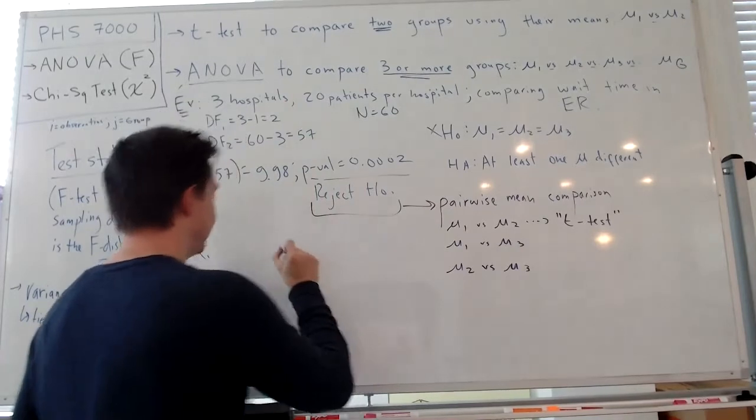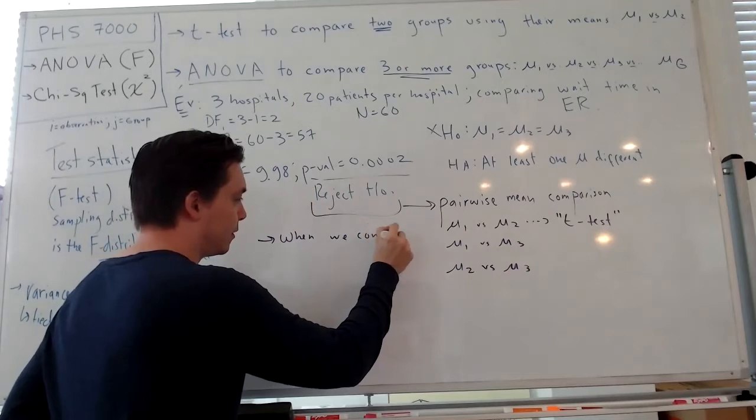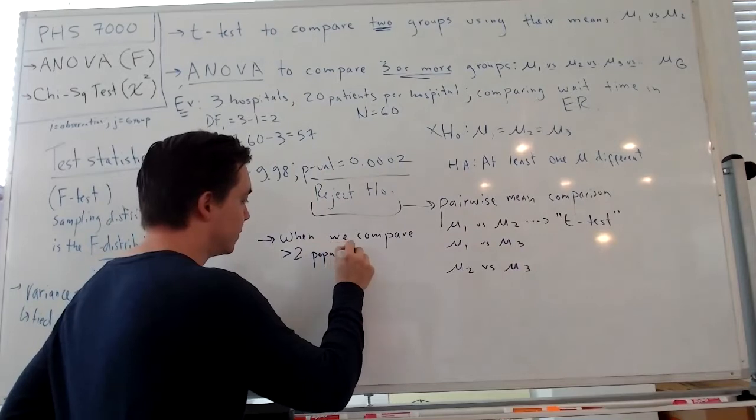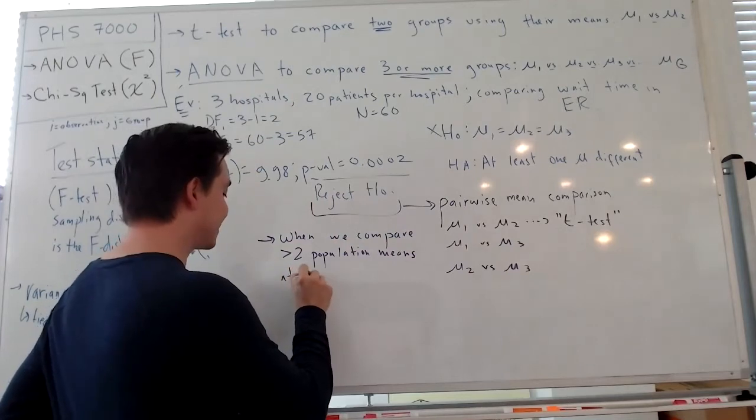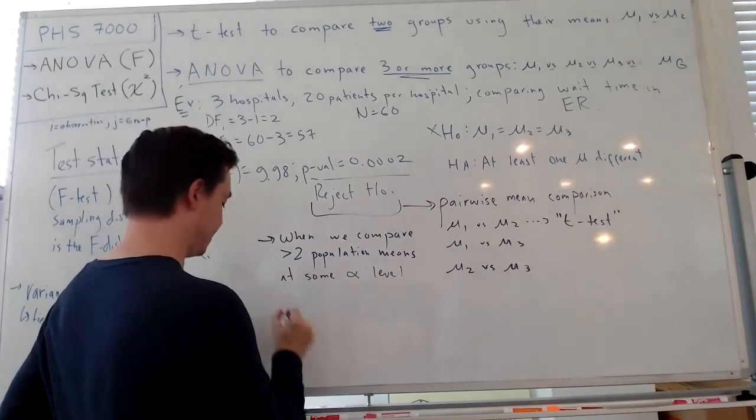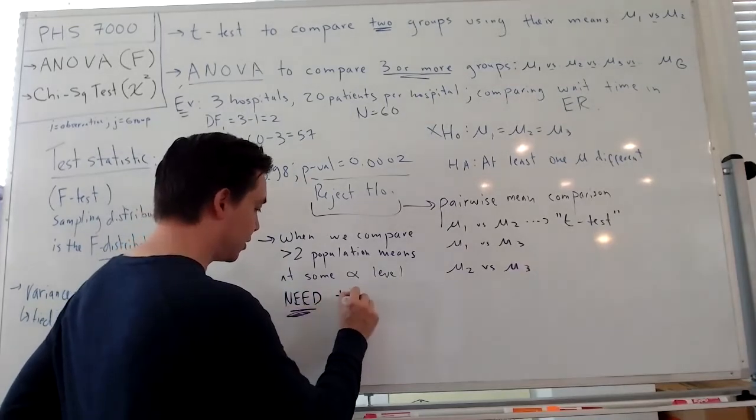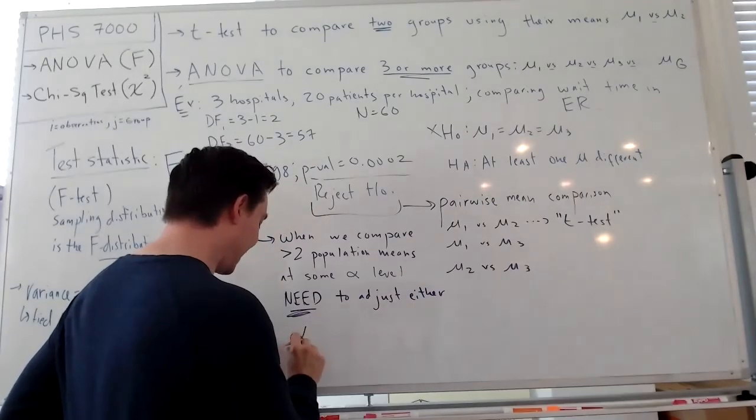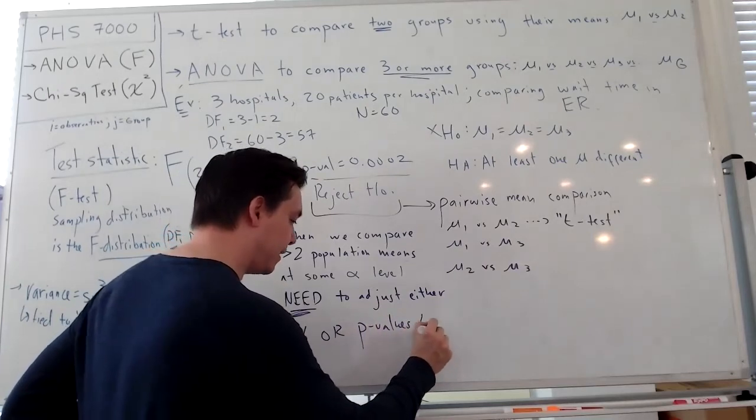When we compare more than 2 population means at some alpha level, our false discovery rate, we need to adjust either the alpha or the p-values / confidence intervals.